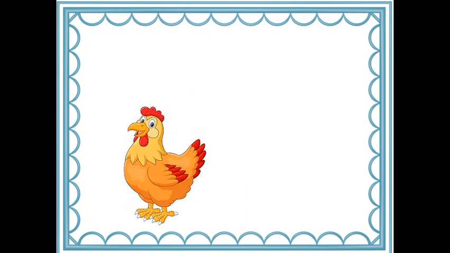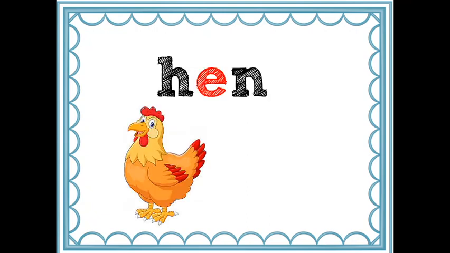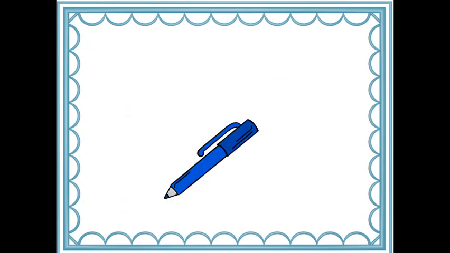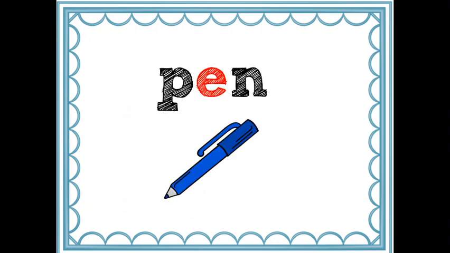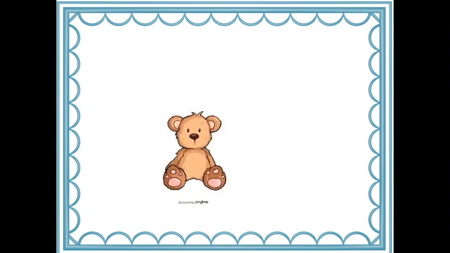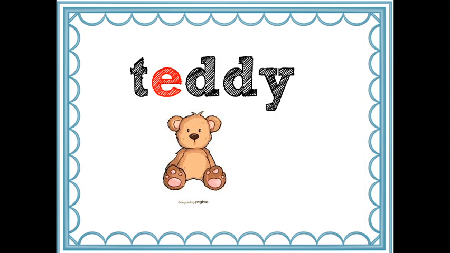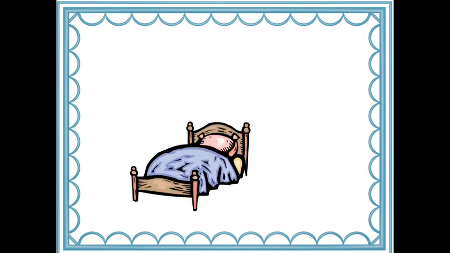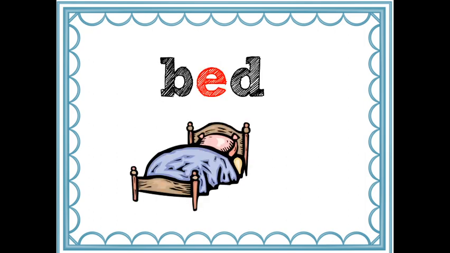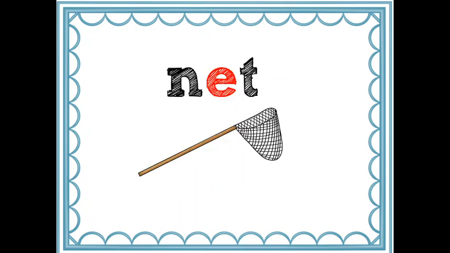E makes a sound of a. Let's look at some words. H, a, hen. P, a, pen. B, a, bed. A, net.